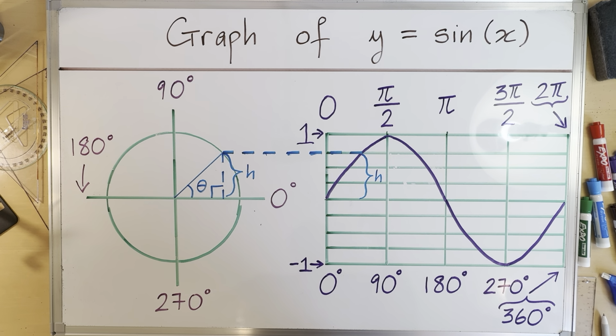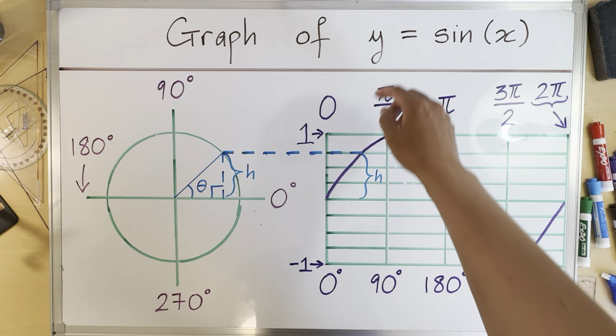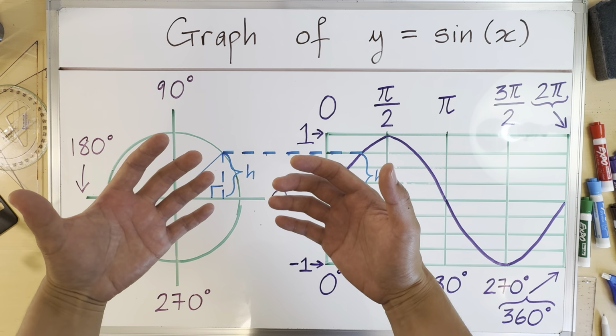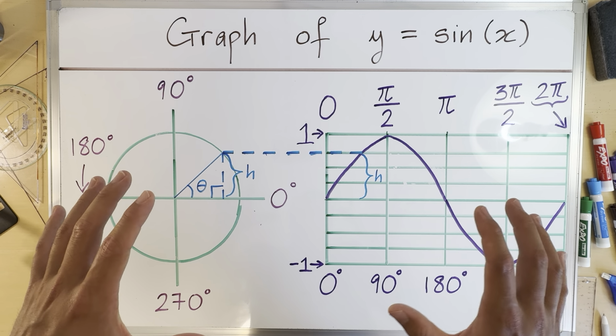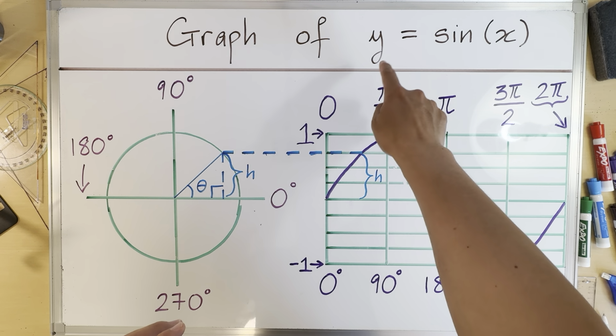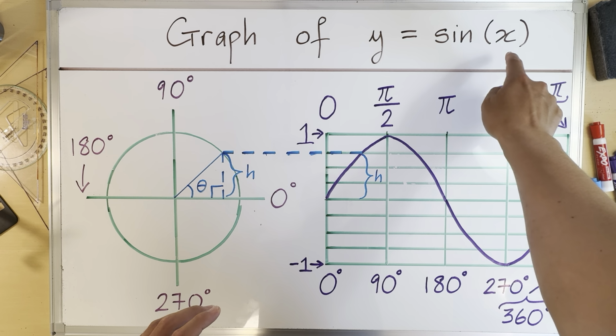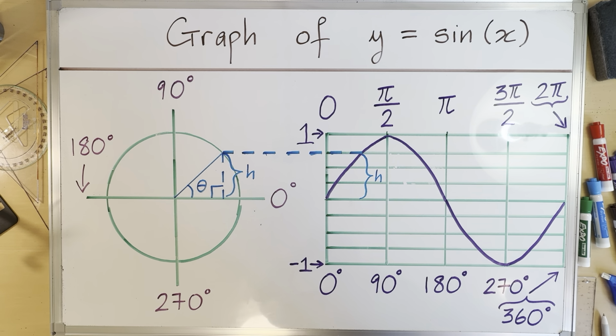So previously, I have made a video on what the graph of y equals cosine of x looks like. This video is about what y equals the sine of x looks like. And in a later video, I will be comparing and contrasting the difference between the graph of y equals sine of x and the graph of y equals cosine of x.